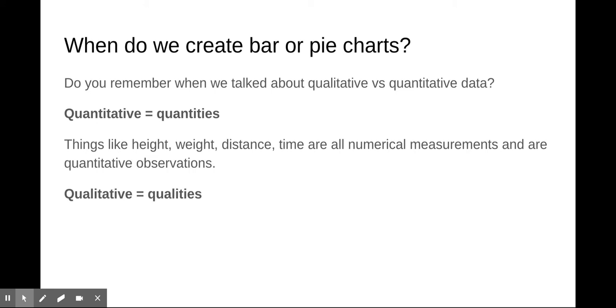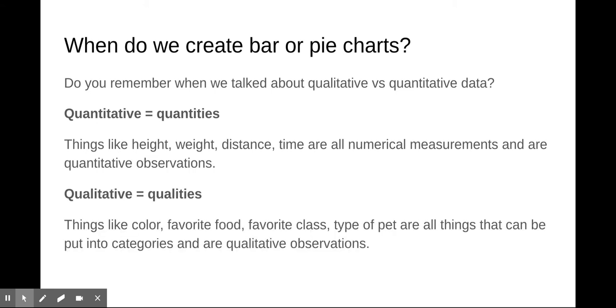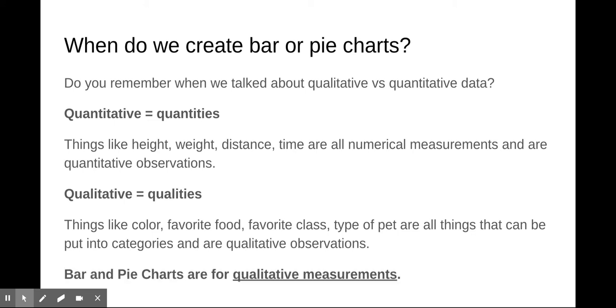Qualitative observations are qualities, and those are things like maybe color, favorite food, favorite class, type of pet, and those are all things that can be put into categories. Those are considered qualitative observations. So, whenever we have qualitative measurements that can fit into categories, that's what we use bar and pie charts to display.